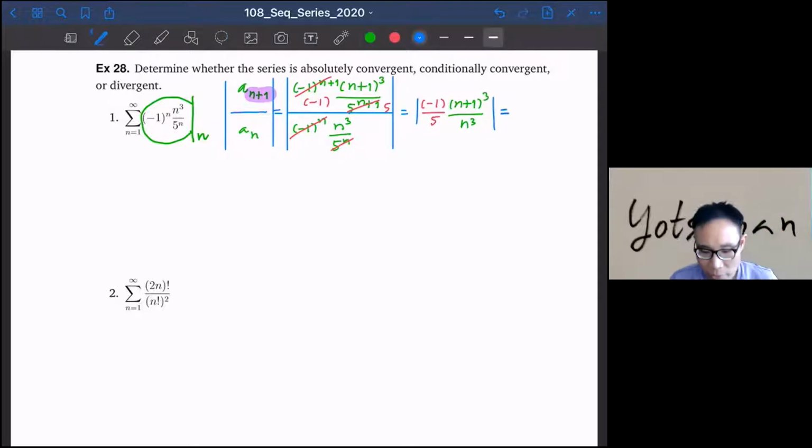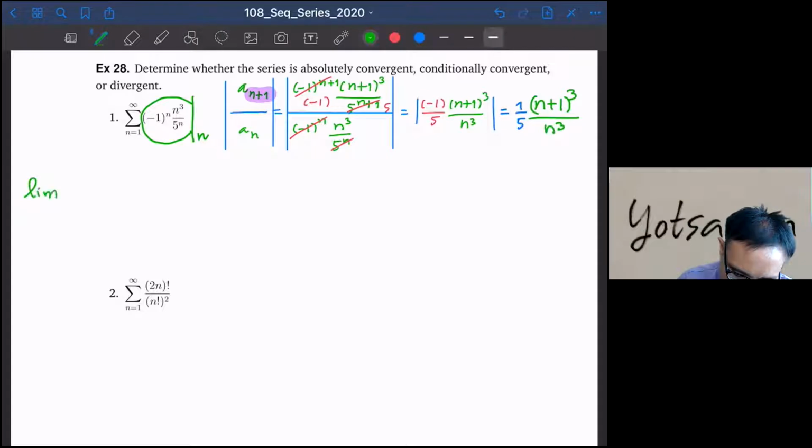When you take absolute value, the negative sign will disappear. So you would just have 1/5, and for your n plus 1 and n to the third, it's going to be just n plus 1 to the third over n to the third. So it's going to be simple like this. And you're going to compute the limit as n goes to infinity of 1/5 times n plus 1 to the third over n to the third.